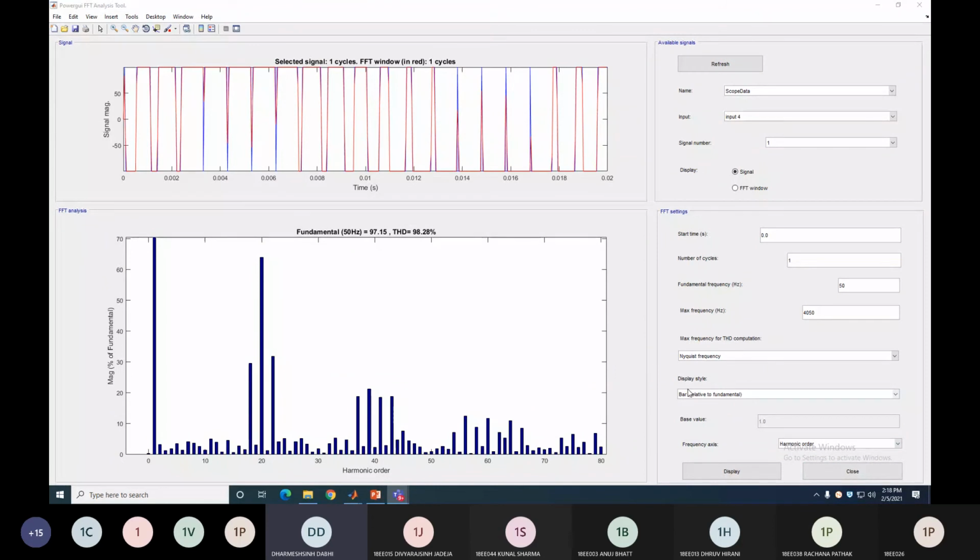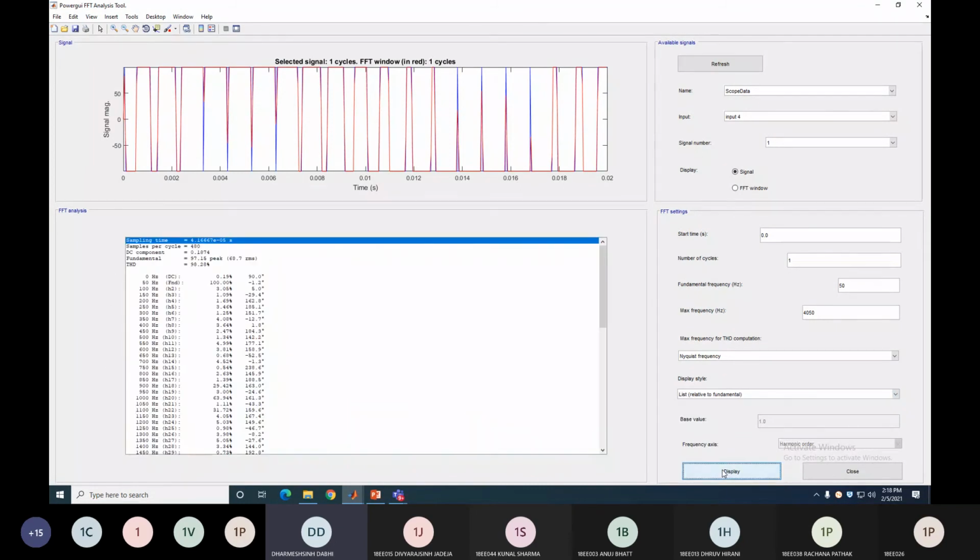So here set the display type relative to the fundamental and then click on display. So you get the magnitude of each and every harmonic in terms of percentage with reference to the fundamental component. So you say that fundamental component 50 is 100%. So with respect to this, what is the magnitude of the other harmonic components? You can see that the third order harmonic is 1%, only 1%. Fifth order harmonic is 3.4%.